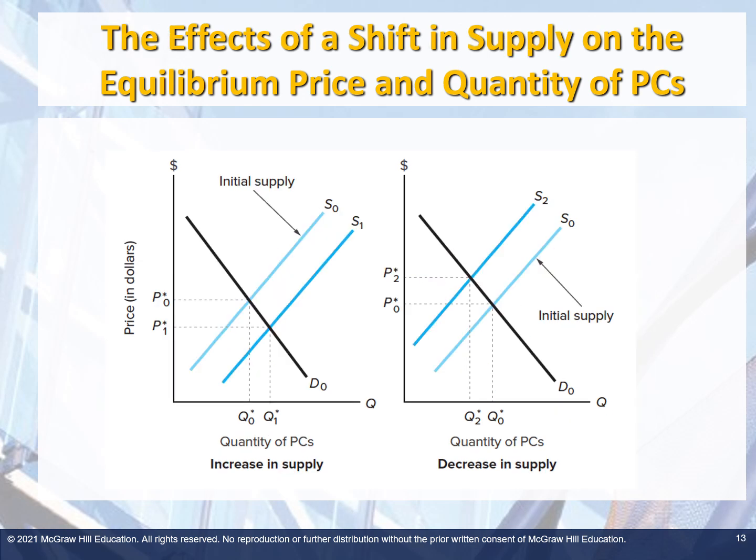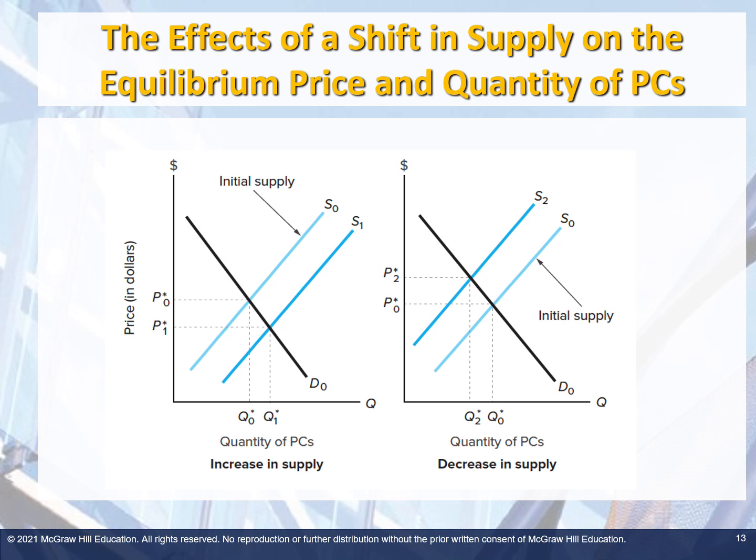When there's an increase in the supply of PCs, the supply curve shifts to the right. This shift leads to a lower equilibrium price and a higher equilibrium quantity. For example, if manufacturing costs decrease due to technological advancements, manufacturers can produce more PCs at a lower cost, increasing supply and reducing prices.